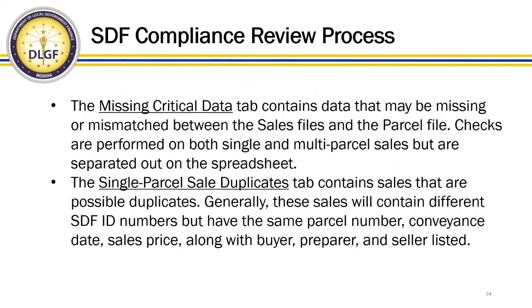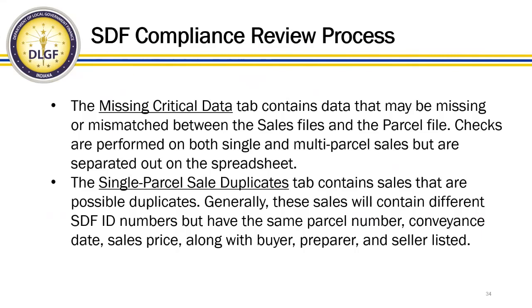The reason why we emphasize the importance of this particular tab is because if the number of records on this tab exceeds our 2% tolerance, then that is an automatic non-compliance status for your data. So this is the one tab that, as part of our overall review, can result in your data being deemed non-compliant, meaning that you have to go back, make corrections and resubmit your data.